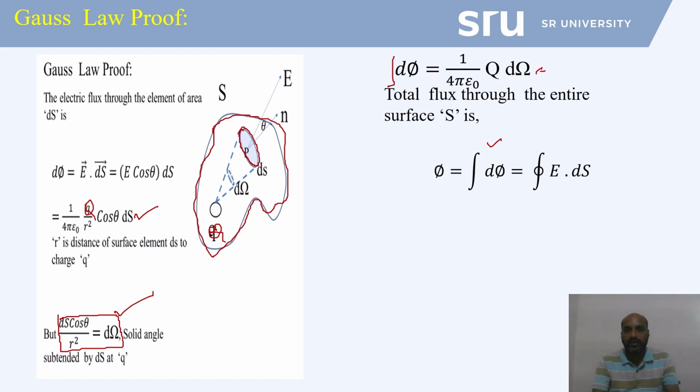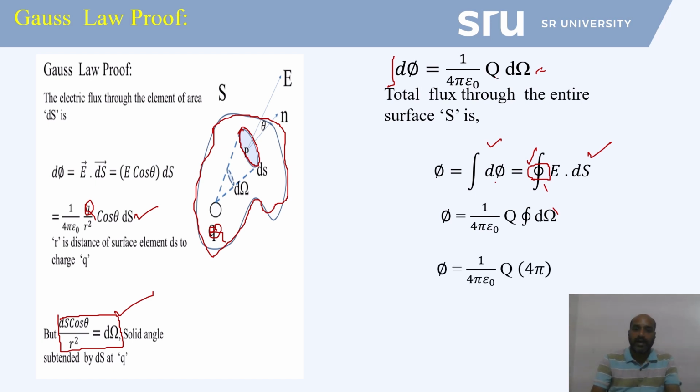Right? Total flux through the entire surface will be just the integral of that. Phi will be equal to what? Integral of d phi, the integral of E ds. See there, this surface is a closed surface. And we already wrote this d phi. So 1 by 4 pi epsilon naught q. All these are constants, so you can write that out of the integral of d omega. And that solid angle will be 4 pi. What does it mean? This entire surface is making an angle of 4 pi.